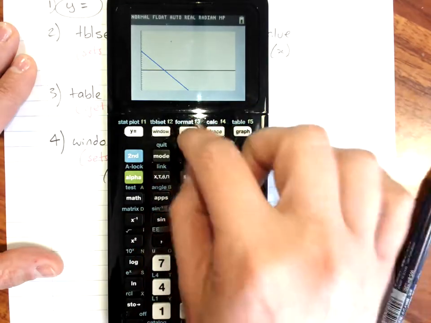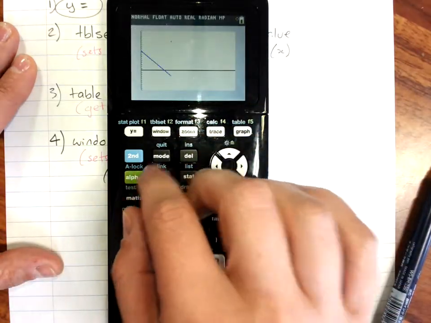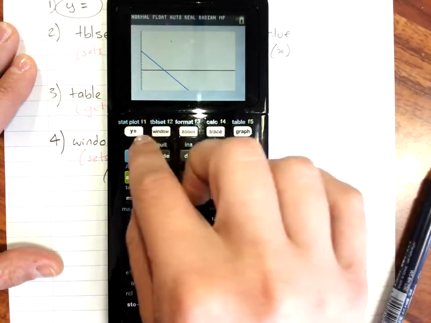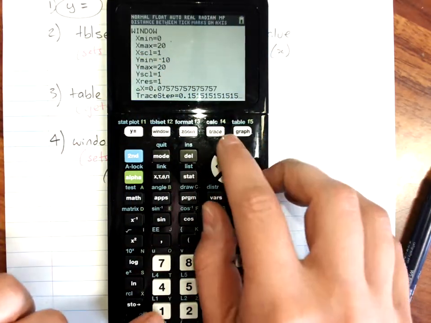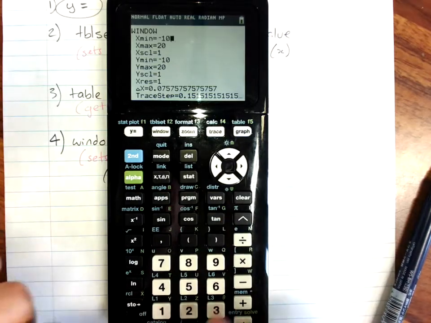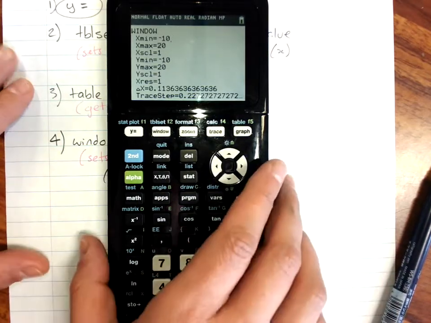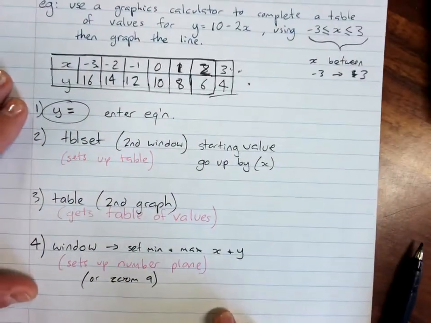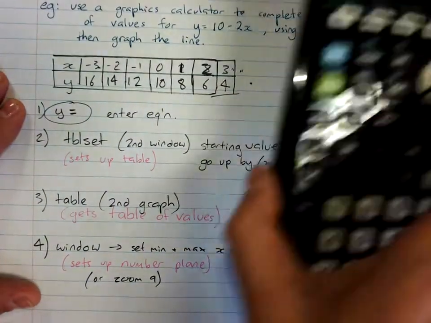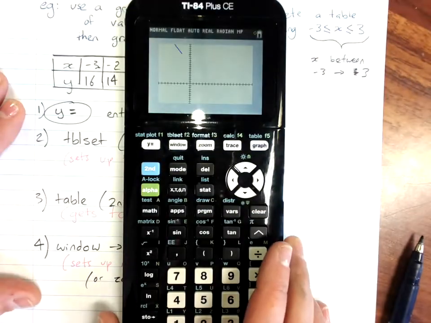So if in doubt, zoom 9, but see it's gone from the graph there. So yeah, your window kind of needs to be set up well. Learn to use the window. So that's just graphing. You follow those steps and you can graph your line.